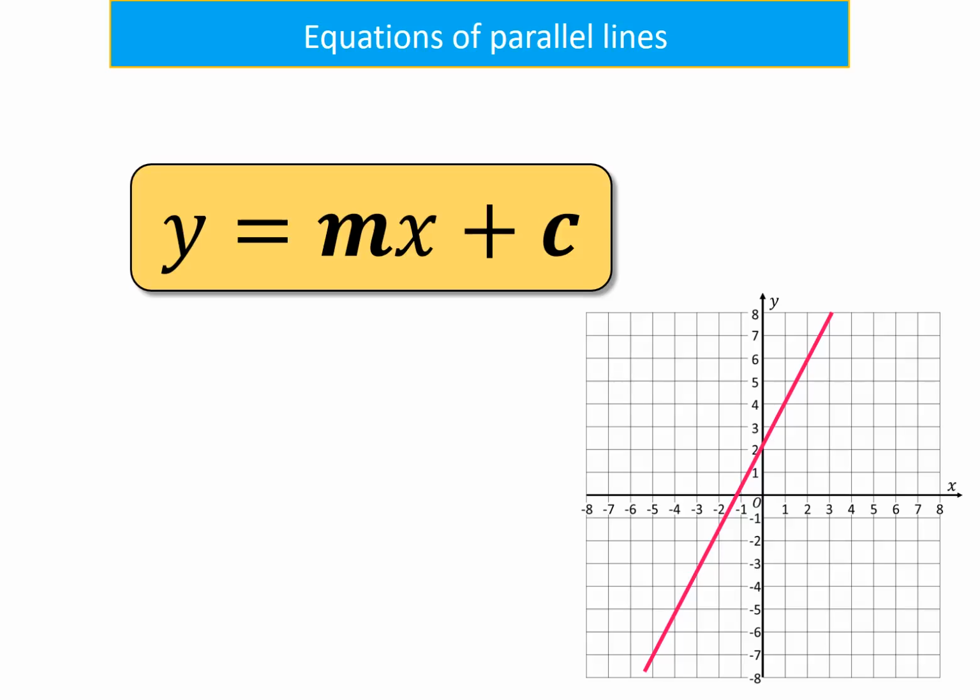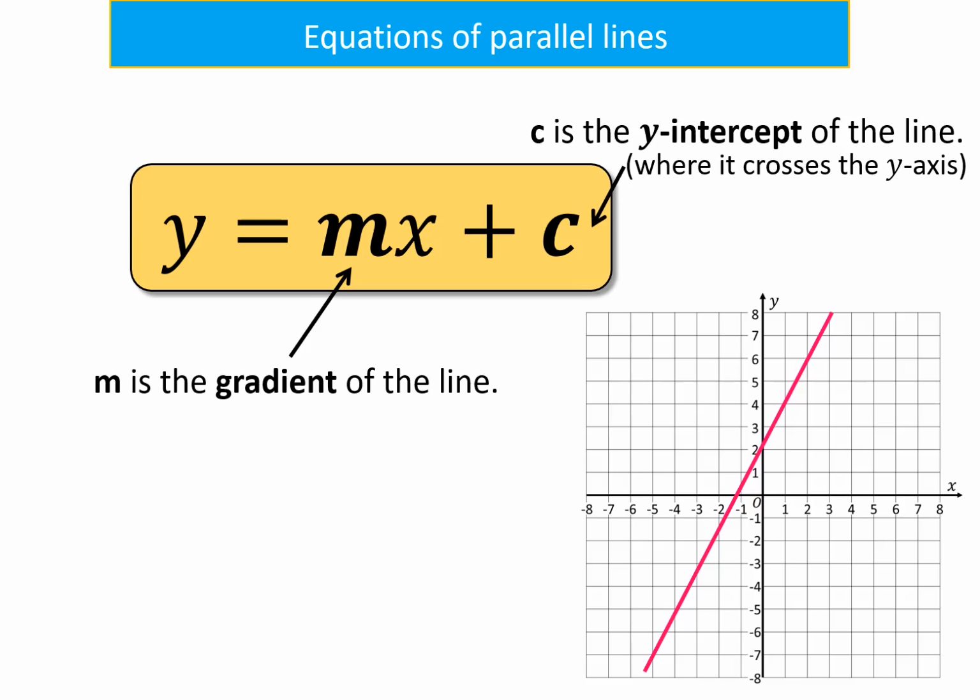In this video, we're going to look at how to write equations of parallel lines. Just a review, you need to remember that the equation of a straight line comes in the form y equals mx plus c, where m is the gradient, which describes the steepness of the line, and c is the y-intercept, which is the point where the line crosses the y-axis.